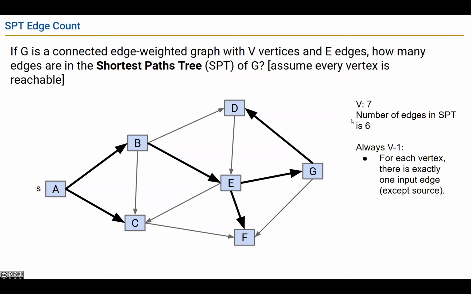Yeah, it's also true for any tree, right? Any subtree that is embedded within a graph is going to have exactly V minus 1 edges. Just because a tree, by definition, has V minus 1 edges.